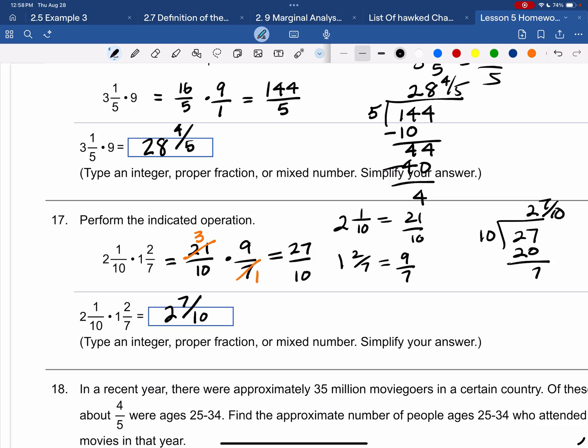So remember, always change mixed numbers to improper fractions and make sure you enter your answer in the format that MyMathLab asks you to do.